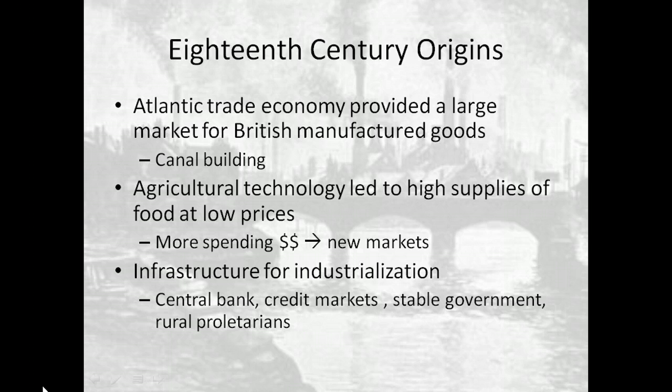Finally, we have the infrastructure for industrialization. Infrastructure just means having what is necessary within your society to make industrialization or anything else possible. Examples of the infrastructure: they had a central bank in Great Britain, they had credit markets, a stable government, which is key, and rural proletarians, rural poor workers.